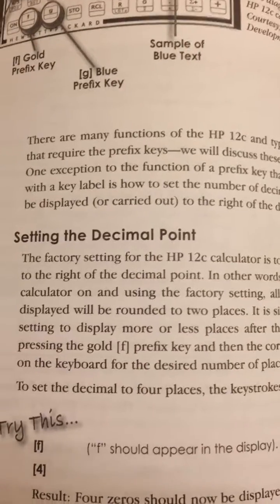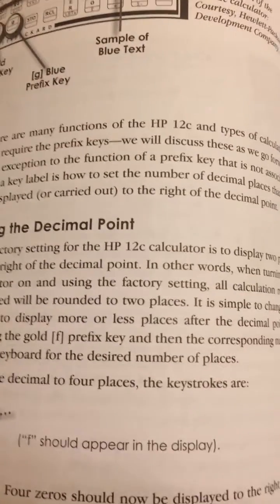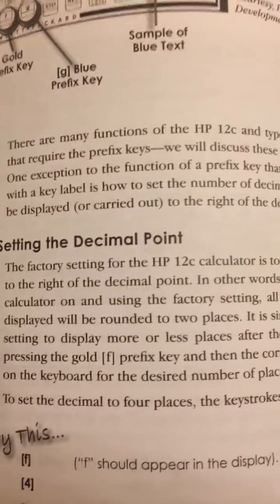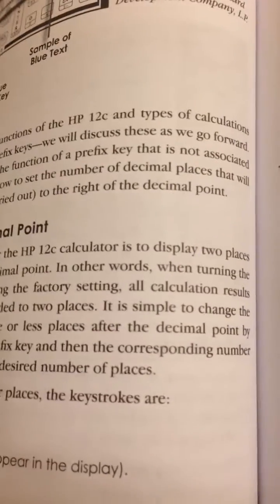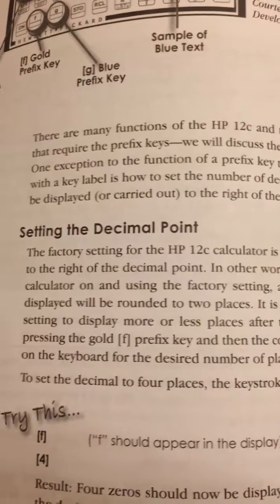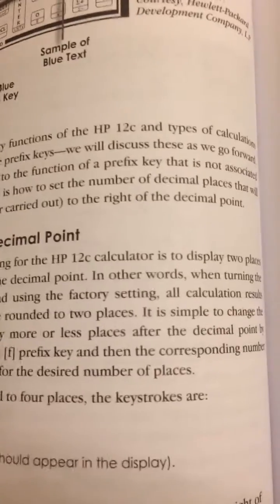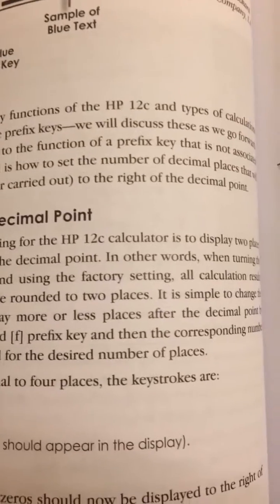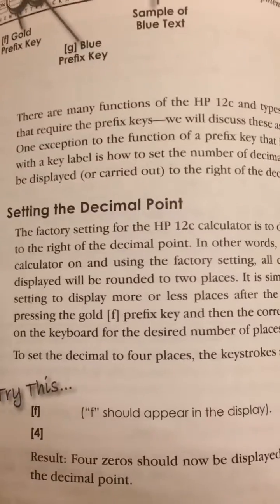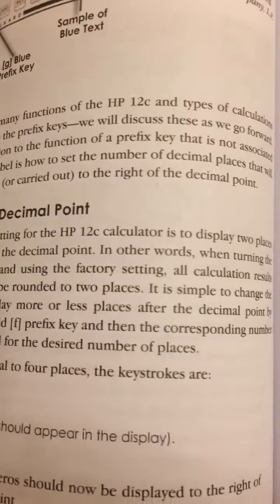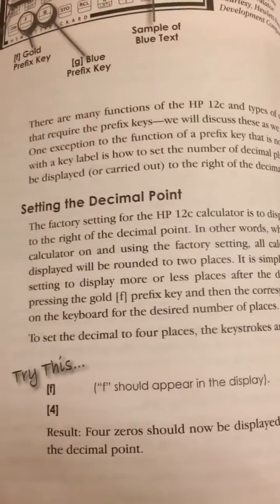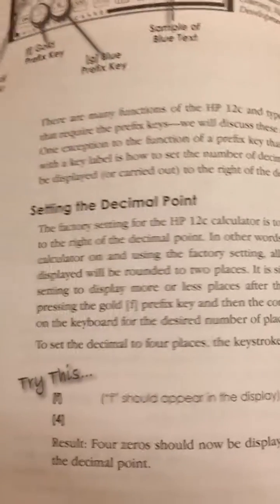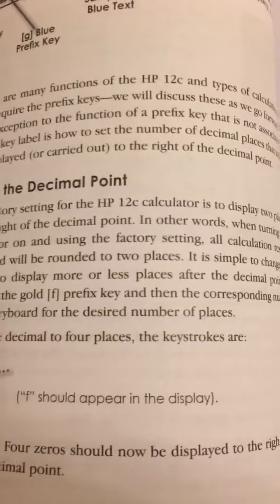Setting the decimal point. The factory setting for the HP 12C calculator is to display 2 places to the right of the decimal point. In other words, when turning the calculator on and using the factory setting, all calculation results displayed will be rounded to 2 places. It is simple to change the setting to display more or less places after the decimal point by pressing the gold F prefix key and then the corresponding number on the keyboard for the desired number of places.